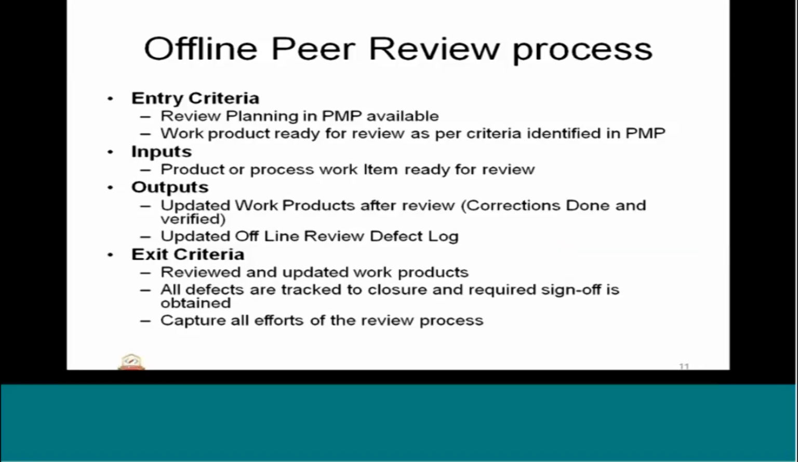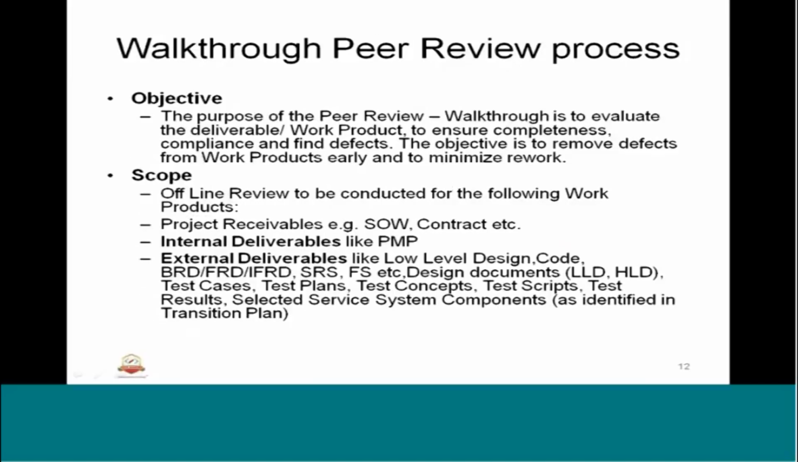Next one is the walkthrough peer review process. We are going to have a walkthrough of the artifacts. Here the process objective is the purpose of the peer review walkthrough, which is to evaluate the deliverable work product to ensure completeness, compliance and find defects. The objective is to remove defects in work products early and to minimize the rework.